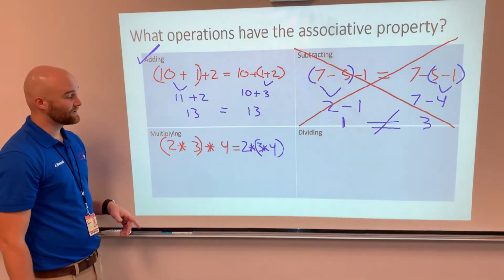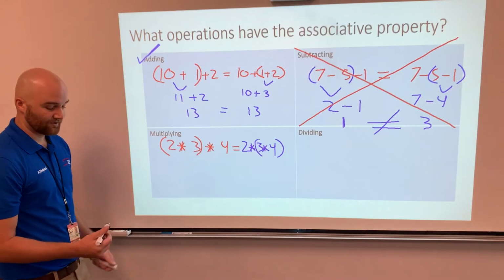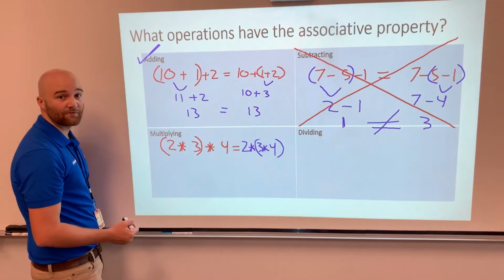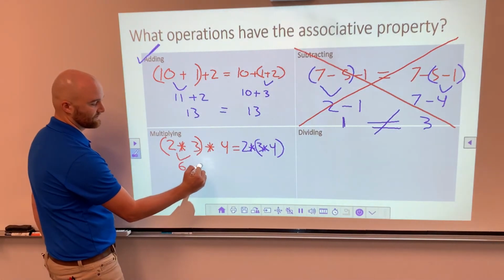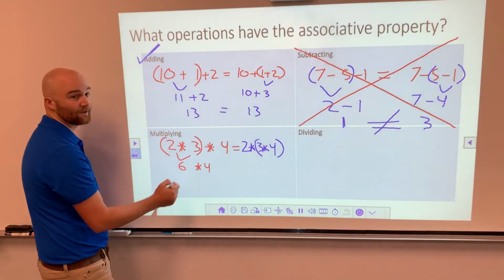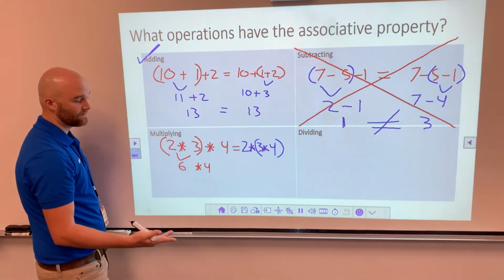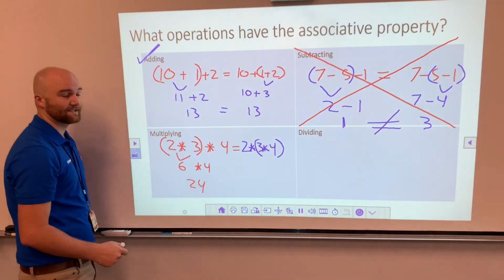Okay, so hopefully you've had a chance to try it out for yourself. Let's go ahead and solve it together. We said these parentheses mean they're friends. They have to go together first. 2 times 3 gives us 6 times the 4 that we have to bring down. Well, 6 times 4, that's 6, 12, 18, 24. So I've got 24 on the red side.